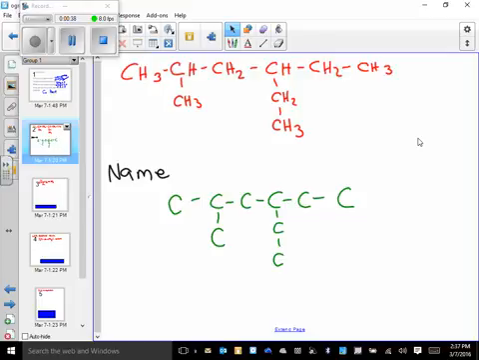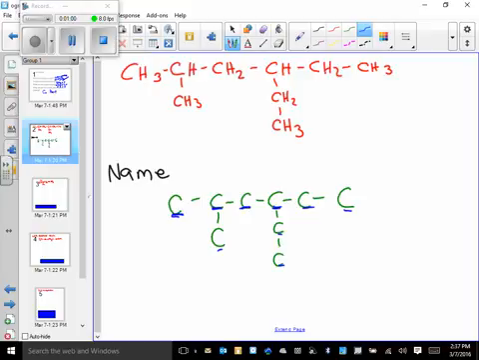The next thing it says I have to do is find the longest possible chain. So you want to start counting out and seeing what's the longest way I can make a chain. If I go this way, I have 1, 2, 3. If I go this way, 1, 2, 3, 4, 5, 6. This way, 1, 2, 3, 4, 5, 6. Let's try backwards. 1, 2, 3, 4, 5, 6. Yeah, it looks like the longest I'm going to get is 6. So that is called my parent chain. So we're going to look up 6 and see what that parent chain would be.